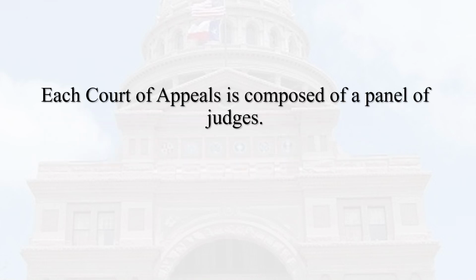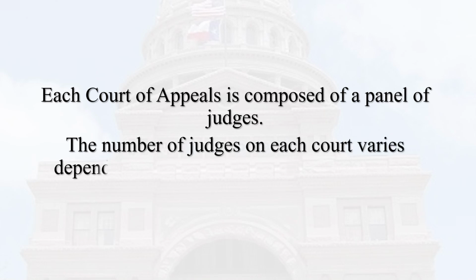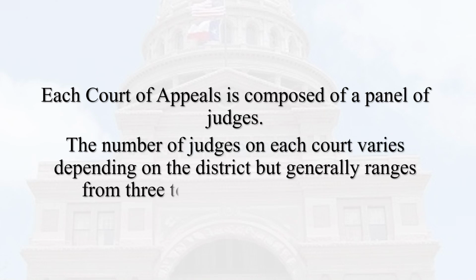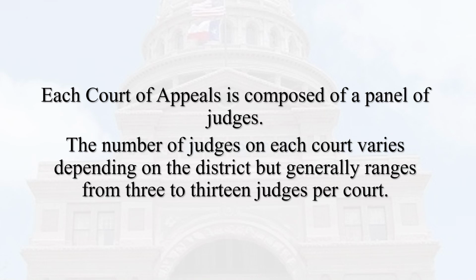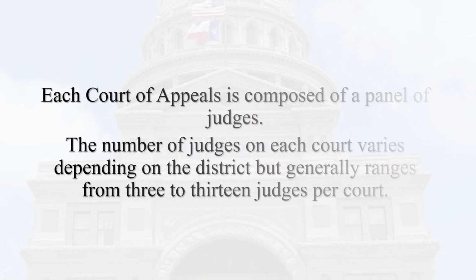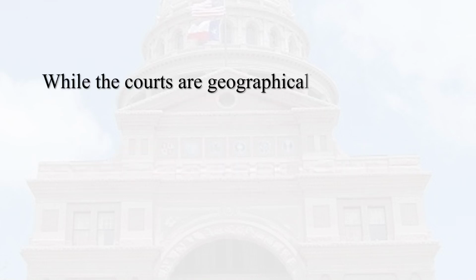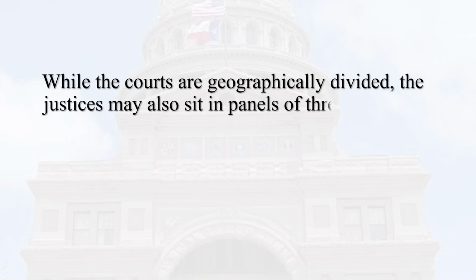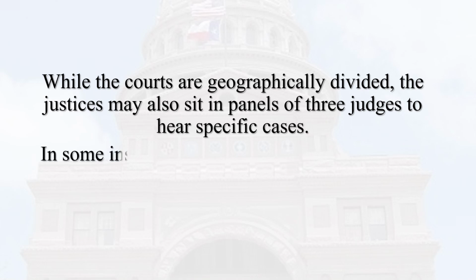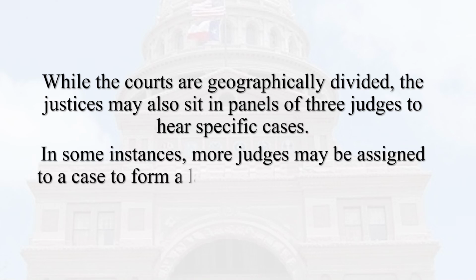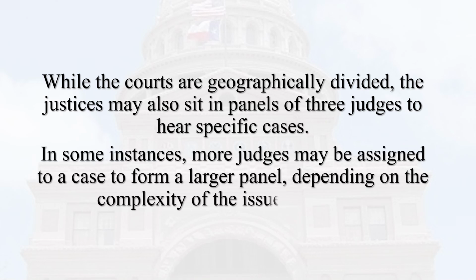Each Court of Appeals is composed of a panel of judges. The number of judges on each court varies depending on the district, but generally ranges from 3 to 13 judges per court. While the courts are geographically divided, the justices may also sit in panels of 3 judges to hear specific cases. In some instances, more judges may be assigned to a case to form a larger panel, depending on the complexity of the issues involved.